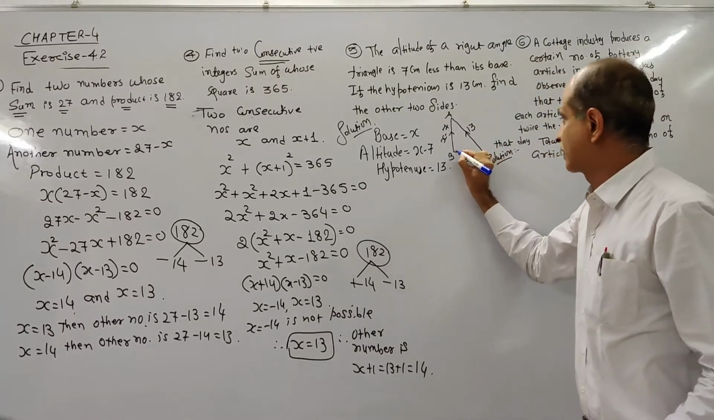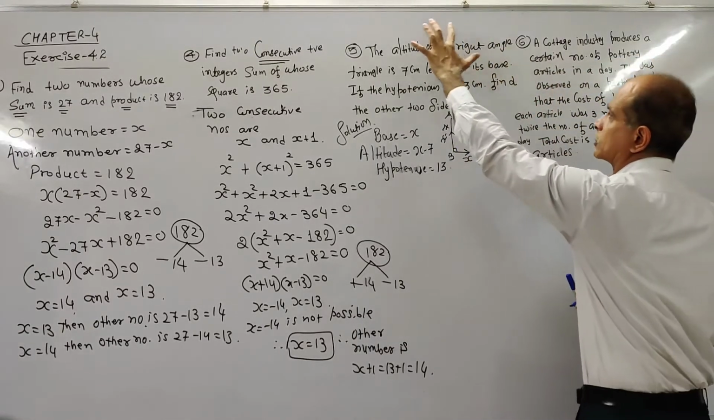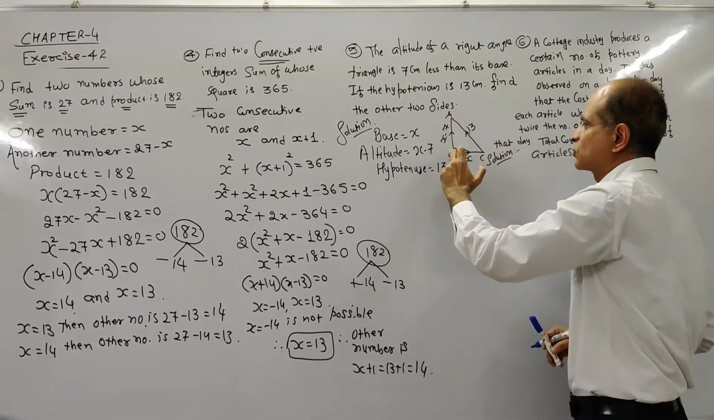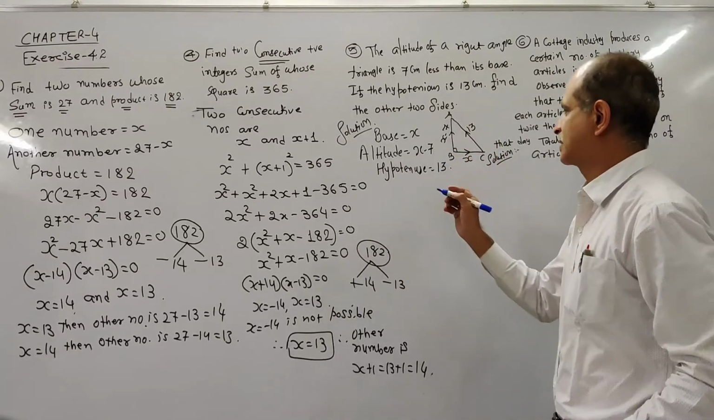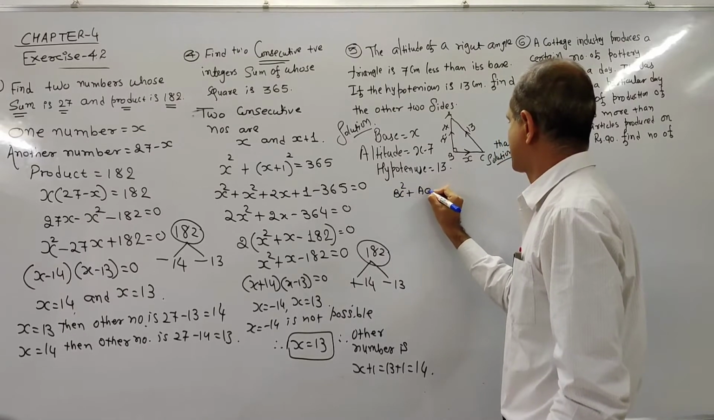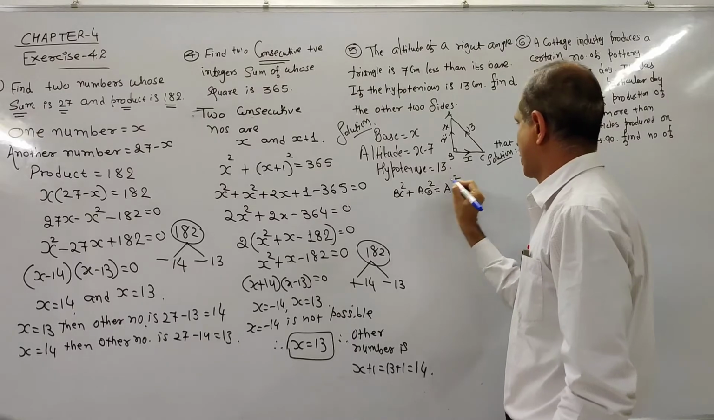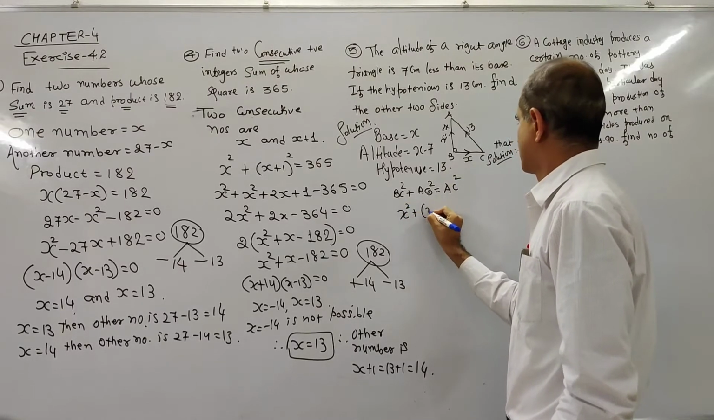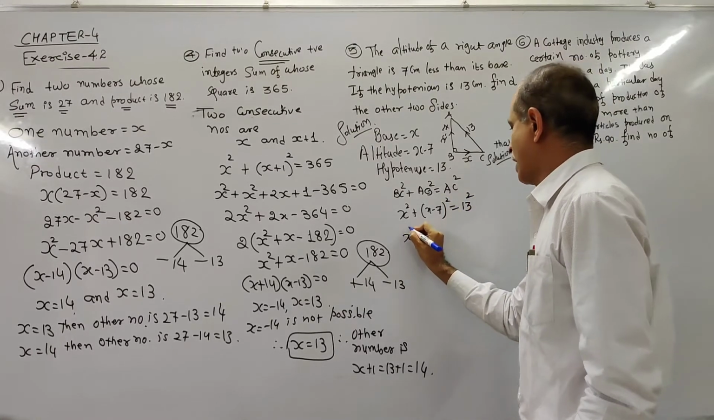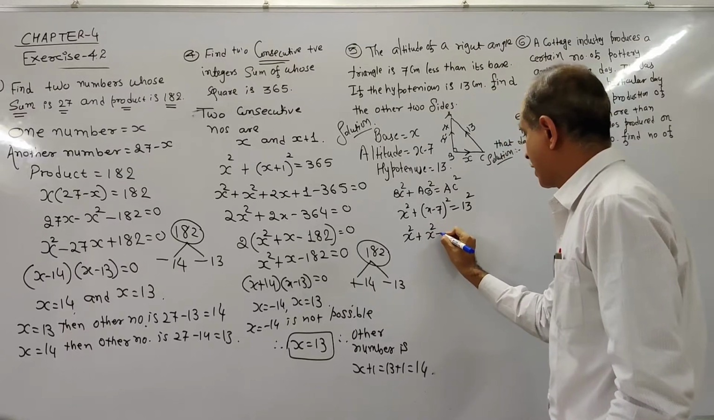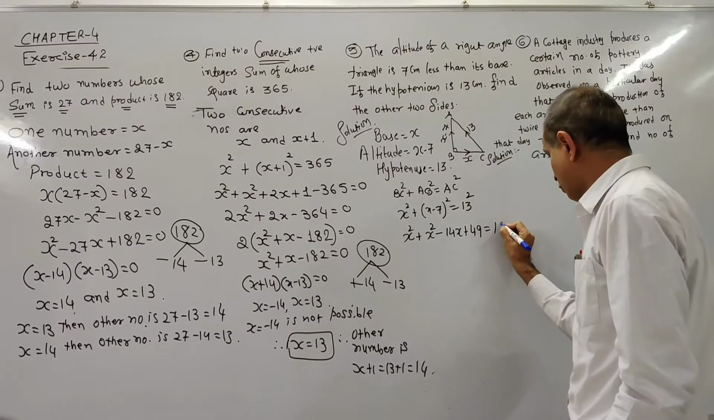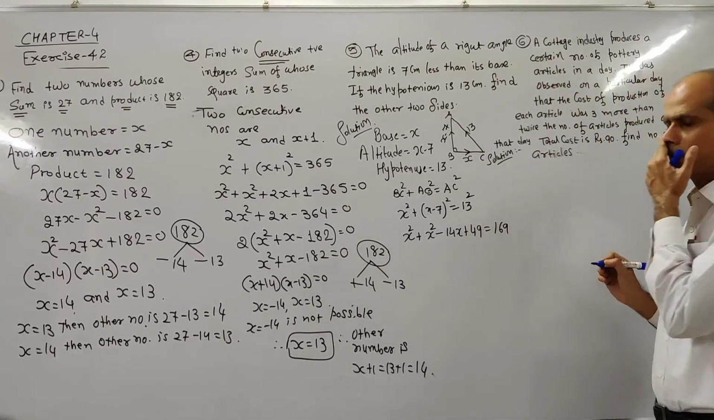So when a right angle triangle is given to you, and any other relation is not given to you, then we can use the Pythagoras principle. AB square plus BC square is equal to AC square. So you can write BC square plus AB square is equal to AC square. x square plus (x minus 7) square is equal to 13 square. x square plus x square minus 14x plus 49 is equal to 169, because 13 square is equal to 169.